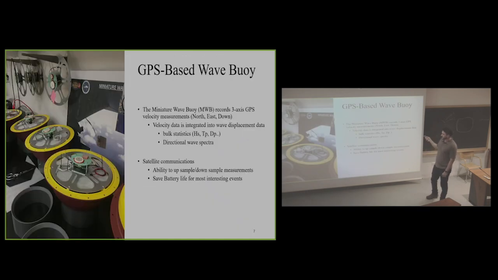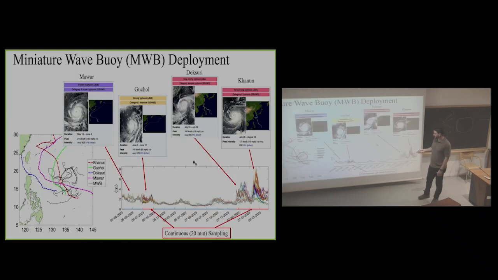So the mini wave buoy is your typical GPS-based wave buoy providing bulk statistics and directional wave spectrum, but the great thing is we're able to communicate with them and upsample or downsample them when storms are coming by. So that prolongs the battery life and lets us keep our buoys deployed for when storms are going to come and pass right through our buoy array. And over the next couple months after we deployed them, we had a series of storms pass through our array. And you can see when that happens, we can upsample the buoys. So I'm going to focus in on Typhoon Kanoon, when we got some good extreme measurements.